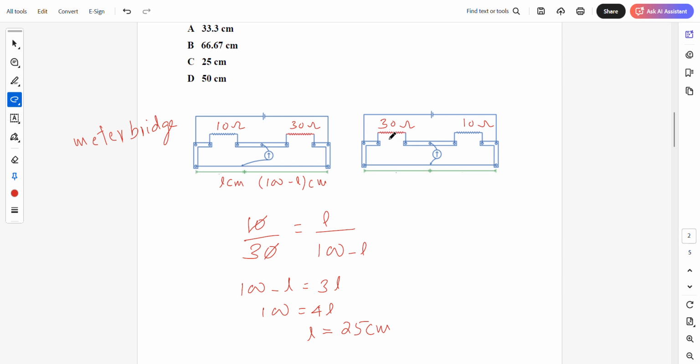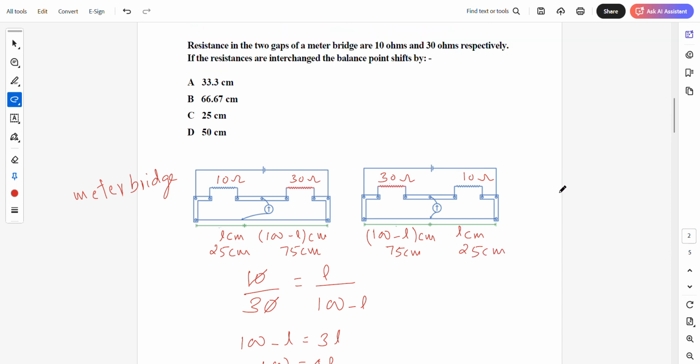Now he is saying these two resistances are interchanged. So at that time, this will become 100 minus L and this will become L, in centimeter. How much did we get for L? 25 centimeter. So this will be 75 centimeter, that is 100 minus L, and this is 25 centimeter.